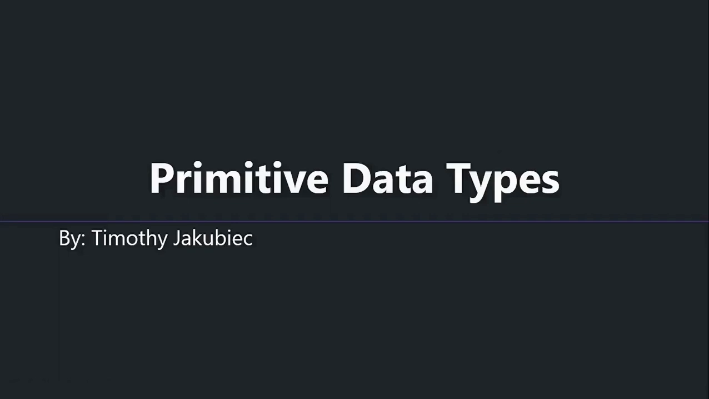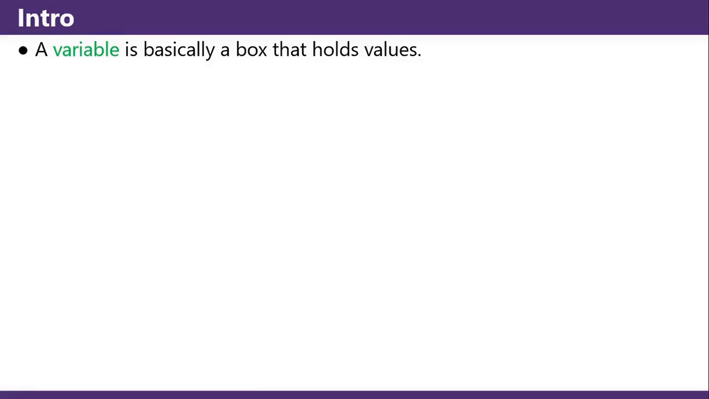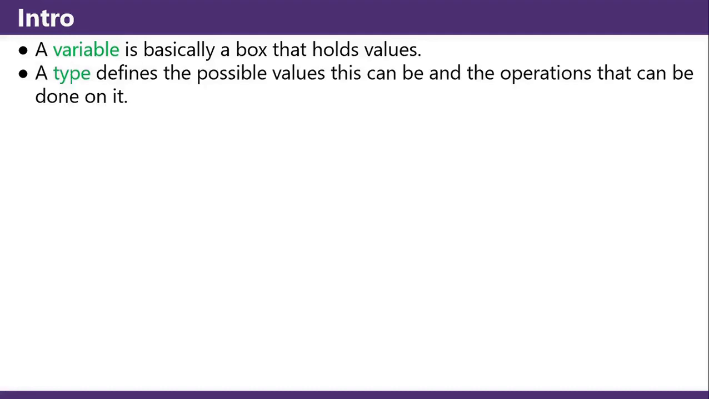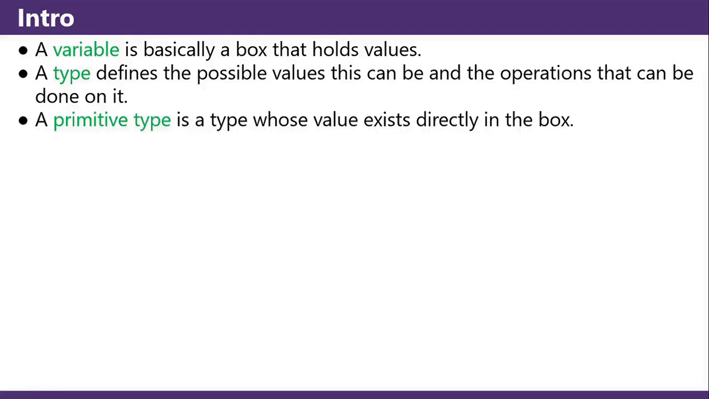Today we're going to talk about primitive data types in Java. A variable is basically a box that holds values. A type defines the possible values this can be and the operations that can be done on it. A primitive type is a type whose value exists directly in the box.